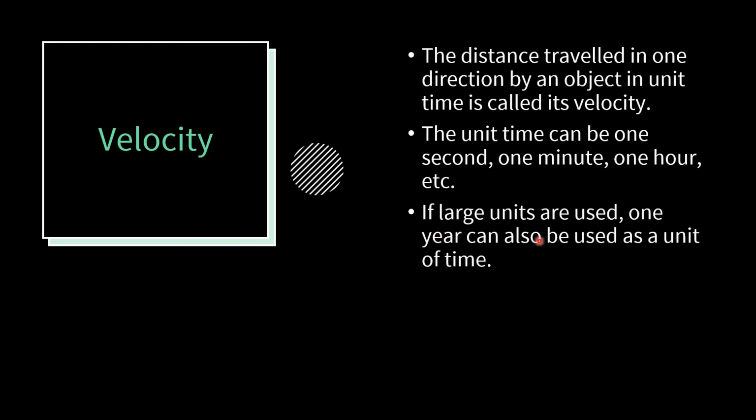If large units are used, even 1 year can also be used as a unit of time. If we are measuring the revolution of Earth around the Sun, obviously we will be using the term year.